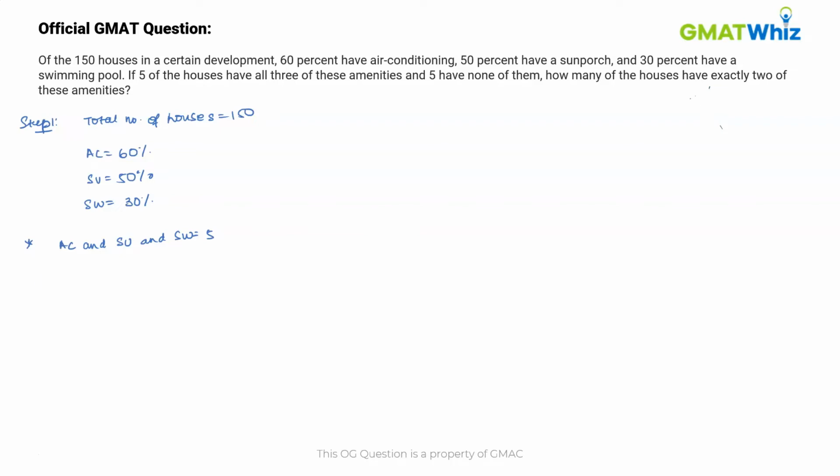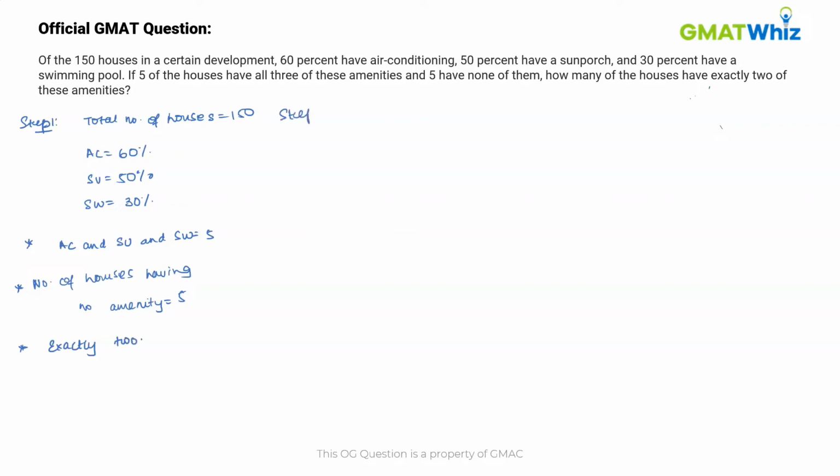So the number of houses having no amenity is equal to 5. We have to find out the total number of houses that have exactly 2 of the amenities.